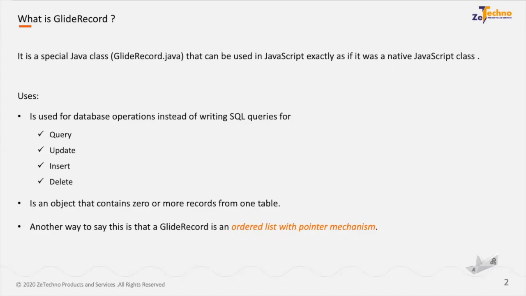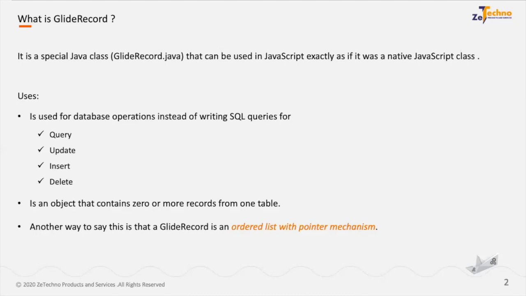So what does it get used for? It gets used for any kind of SQL queries. Instead of writing any SQL queries, you would use the API for these operations, starting from query, update, inserts, and deletions, all these things, right? So a GlideRecord object can contain 0 or more records from any one single table.